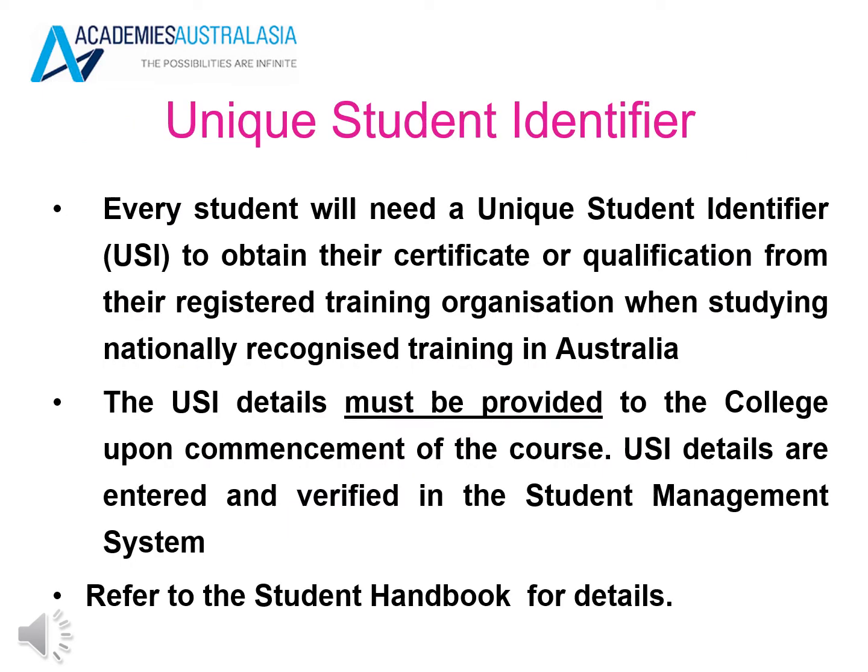Every student will need a unique student identifier, or USI, to obtain their certificate or qualification from their registered training organisation when studying nationally recognised training in Australia. The USI details must be provided to the college upon commencement of the course. USI details are entered and verified in the student management system. Please refer to the student handbook for more details.